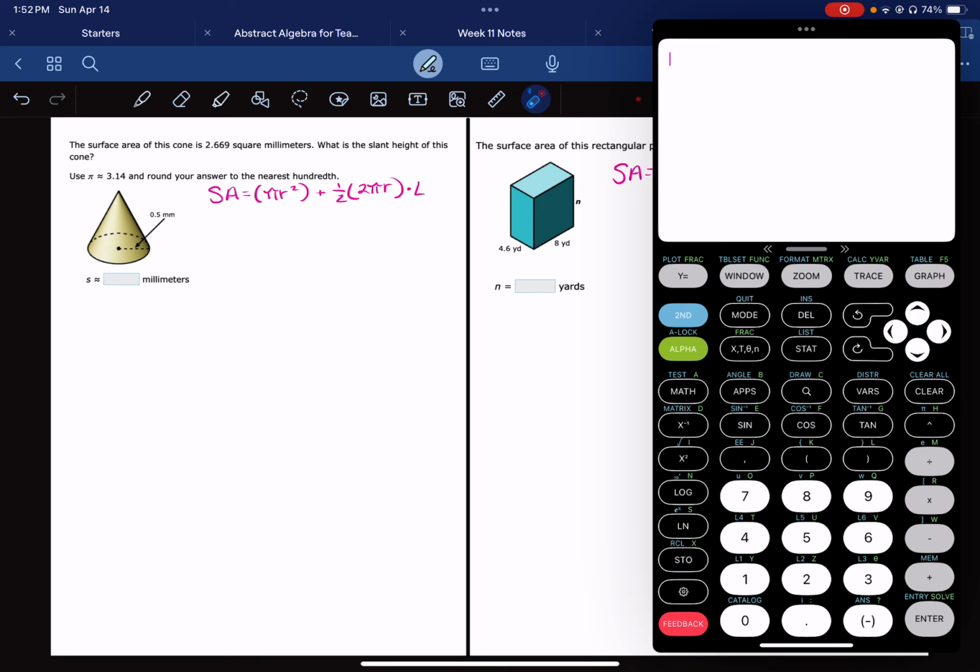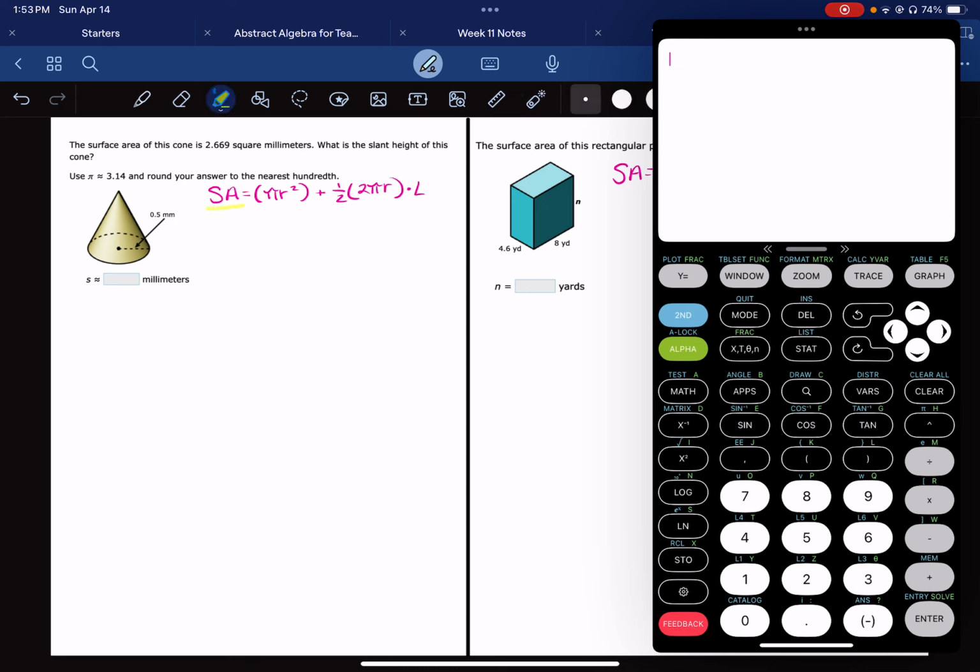Now, L represents the slant height. That means that L is going to represent the distance from the edge of the circle to the tip of the cone. The height of the cone would be from the center of the circle straight up, but we're dealing with surface area, not volume. So for surface area, when we're dealing with cones, we deal with the slant height, not the true height.